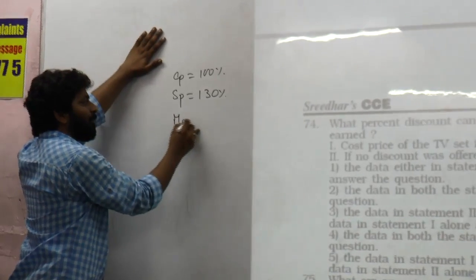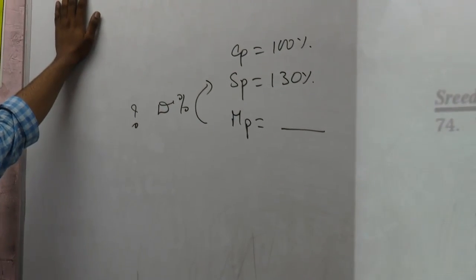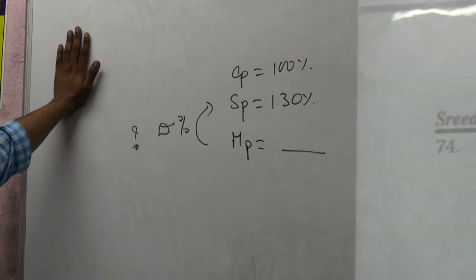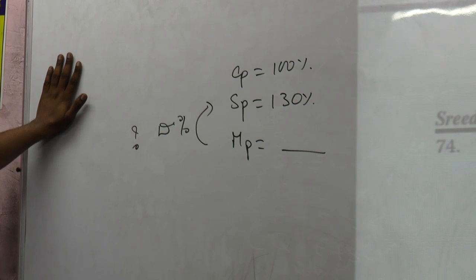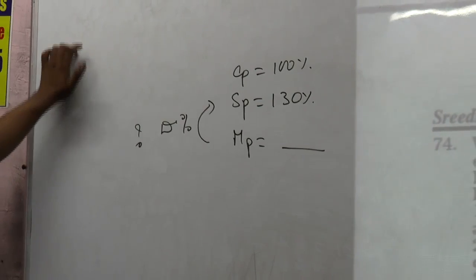74. What percent discount can be offered while selling a TV set so that 30% profit is earned? Cost price is 100%, selling price is 130%. You need to know the market price so that you can calculate the discount percentage. Now the first one: the cost price of the TV set is 36,000, the market price is 50,000. Will you get the answer from 1 alone? Yes, 1 alone will give you the answer.